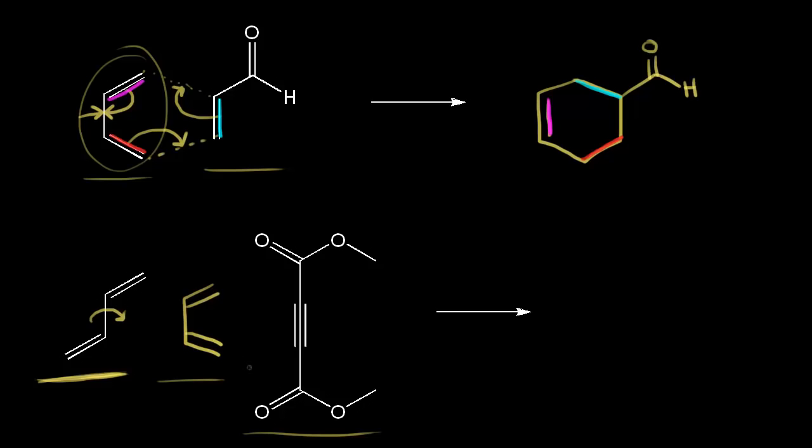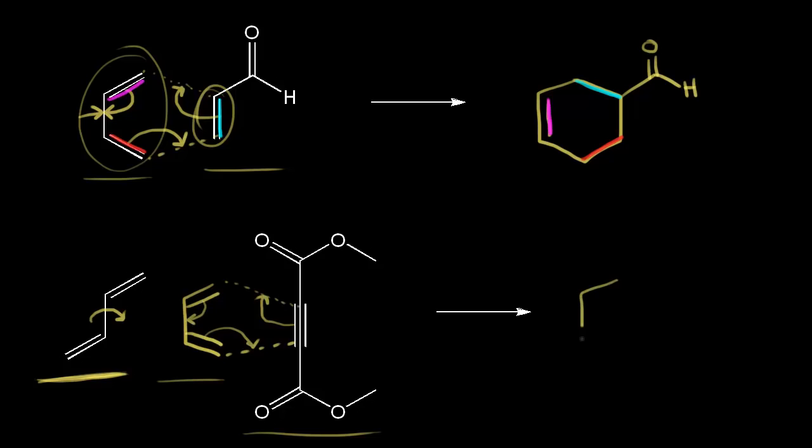So we think about our 6 pi electrons. We're going to move these electrons into here to form a bond between these two carbons. Notice this time we're dealing with a triple bond. Up here we only had a double bond, but alkynes can act as dienophiles too. So we're going to take these pi electrons and move them into here. So there's a bond that forms between these two carbons. And then finally move these electrons into here.